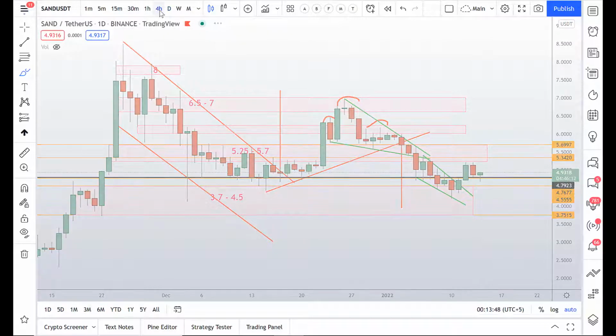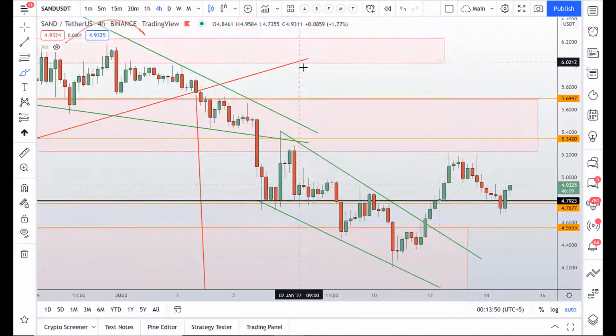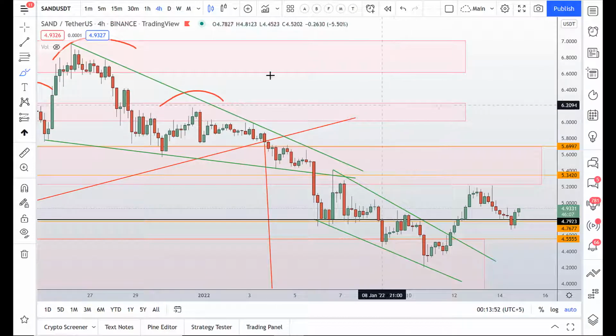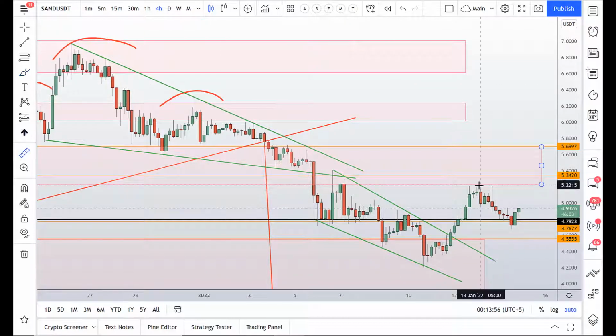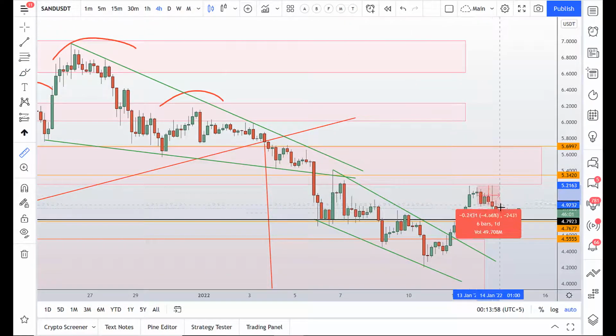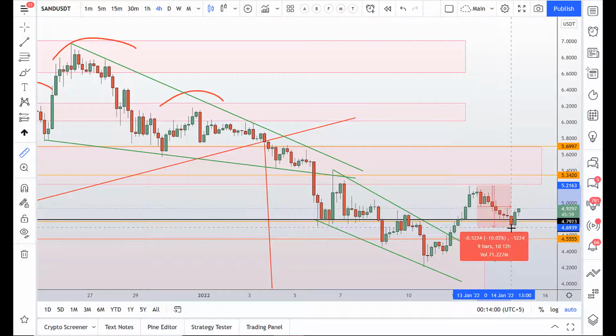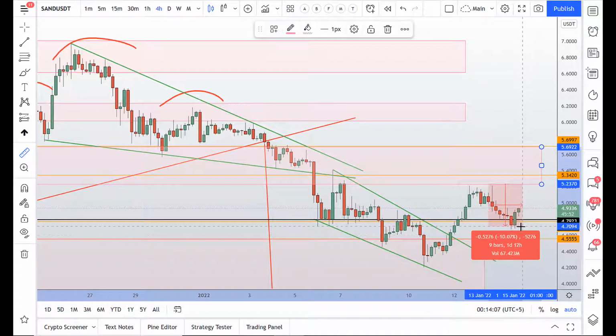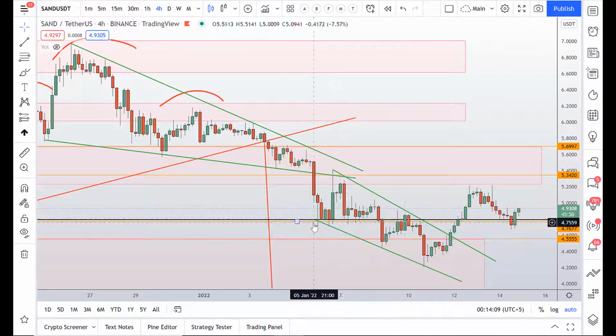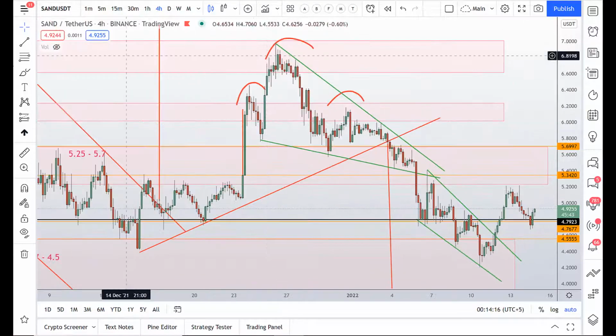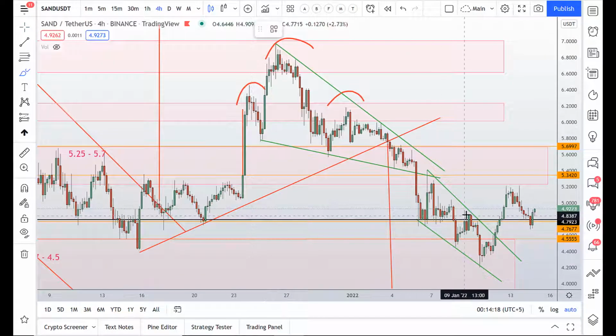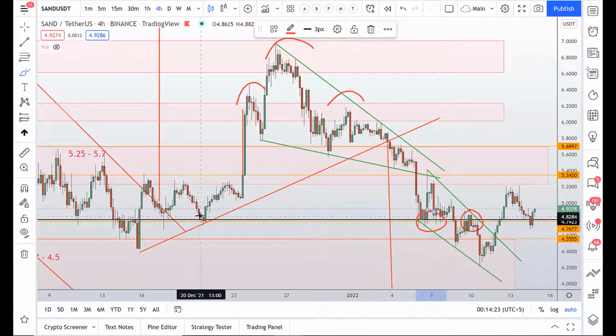If I go to the 4-hour chart, let me show you the level here. Right here I was warning you, and this is the level. From that, price fell more than 10%, and right now the price is bouncing off one of our key levels that I highlighted in the previous video. As you can see, this is a nice area of support and resistance. This is the support here, support here, support here as well, support here.